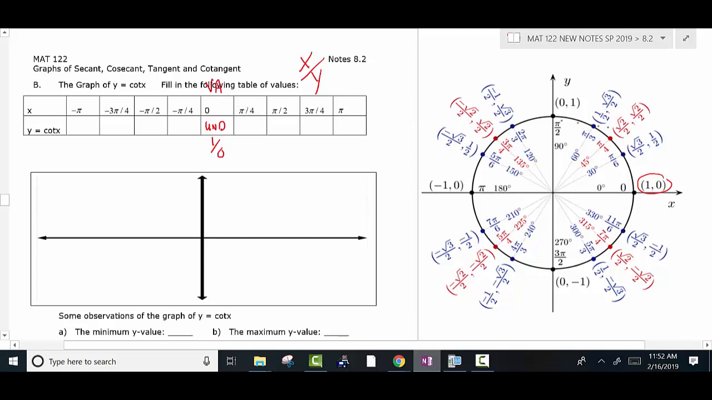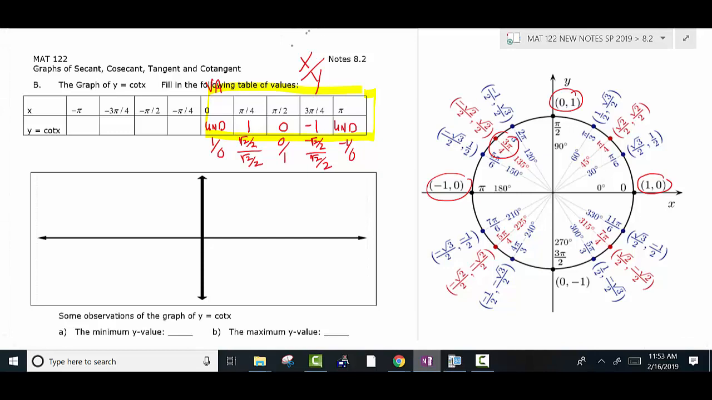If you go to pi over 4, then you just do x over y. That's easy to do in your head. Root 2 over 2 over itself is going to give you a value of 1. If you go to pi over 2, x over y is 0 over 1, so that's 0. Go to 3 pi over 4, you have negative root 2 over 2 over positive root 2 over 2, so that's negative 1. Then finally, if you go to pi, x over y would be back to an asymptote, so it's undefined. So this would define one period of the cotangent from 0 to pi.